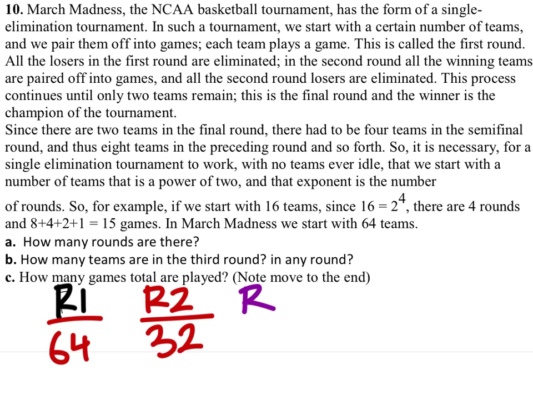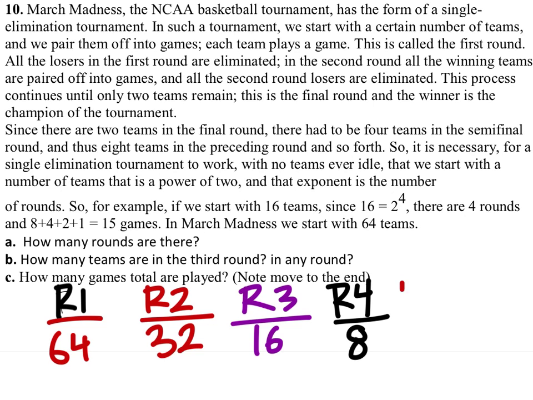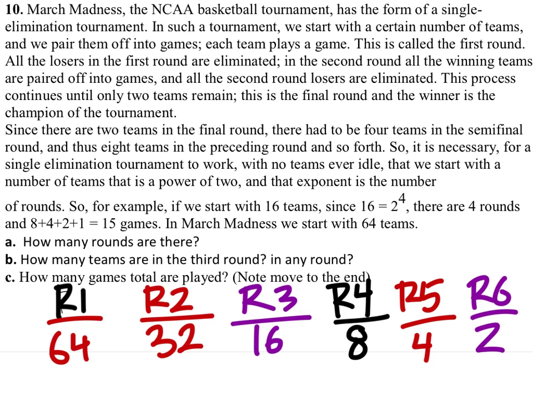For round 3, again, half of those teams would lose, and half of them would win. So we would divide by 2, and would have 16 teams. Again, on this problem, we're just trying to figure out how many rounds there are. Then for round 4, there would be 8 teams. Round 5, 4. Round 6, 2.